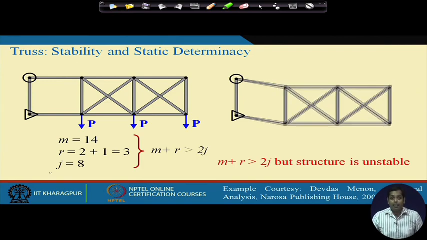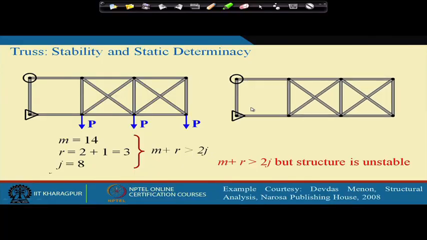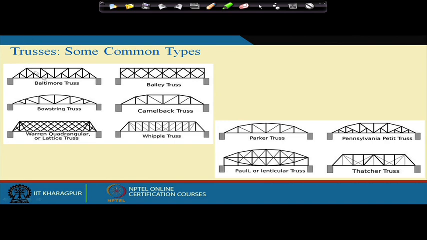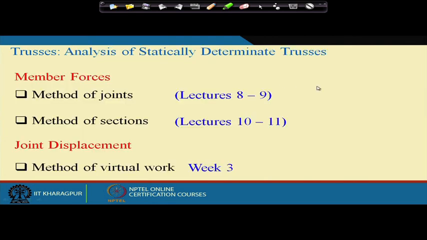So the point here, which I mentioned in earlier classes as well, is don't blindly use any equations or any condition. Apply your engineering sense, and by intuition we need to judge whether any configuration of the truss can be stable or not. Now these are some commonly used types of trusses, but there are many trusses. If you see any books, you will get many more different kinds.